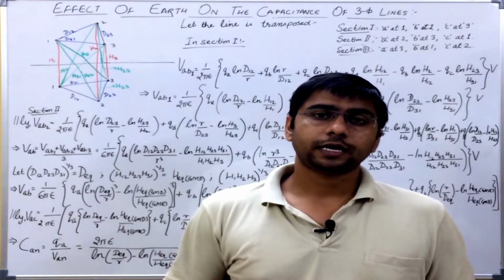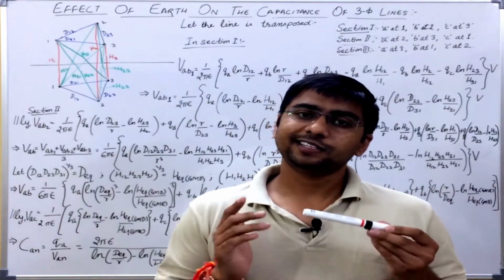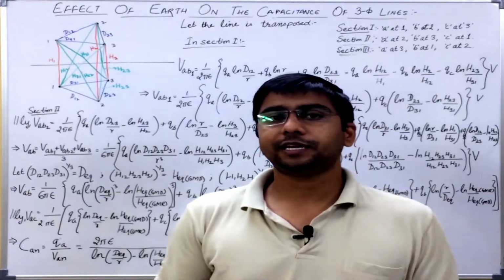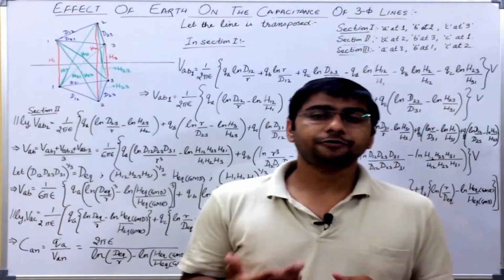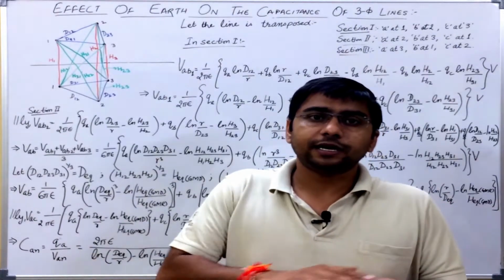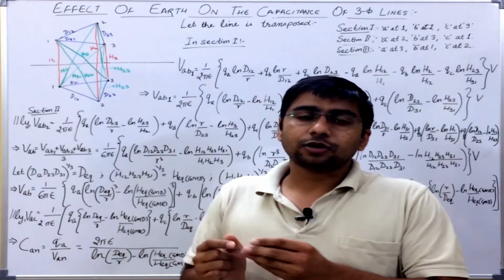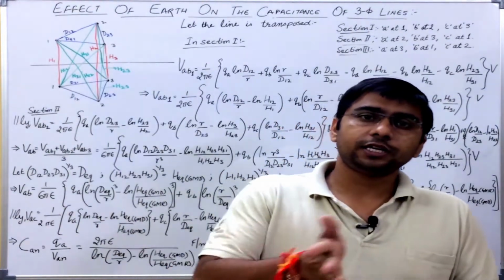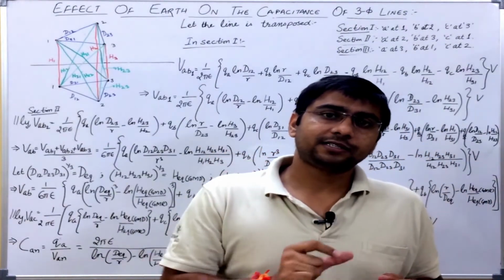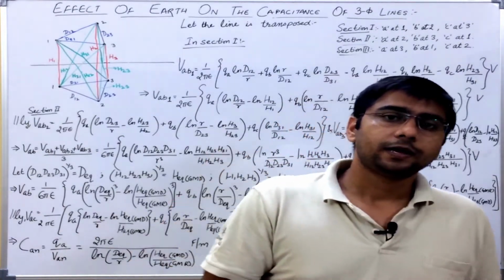Hello everyone. Now let's see the derivation of the capacitance of a three-phase unsymmetrically spaced line after considering the effect of earth on the capacitance. In the previous video, we have seen that the effect of earth can be taken care of if we remove the earth and put image conductors which are negatively charged or positively charged as that of the main conductors and are placed at equal distance as the original conductors are placed above the ground.